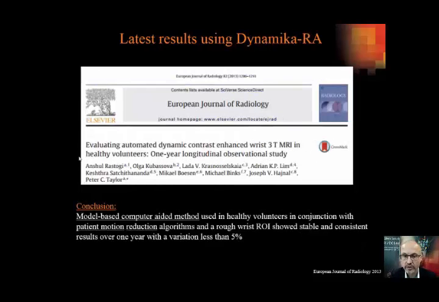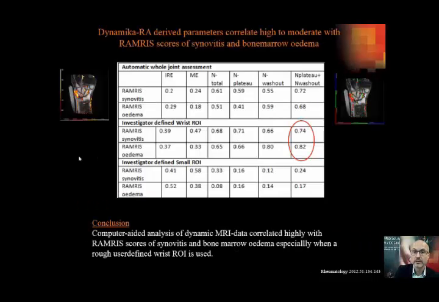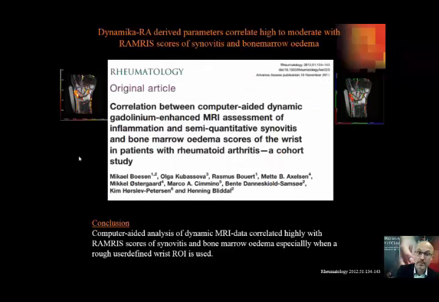It has also been shown, not only in patients with inflammatory joint diseases but also in healthy people, that the dynamic MRI contrast enhancement properties show some signs of enhancement even in healthy people, but they are stable and fluctuate within 5% over 1 year. We have also shown that the dynamic MRI derived parameters correlate highly, if you do a wrist ROI, with the corresponding RAMRIS wrist synovitis and bone marrow edema score. And we published that in Rheumatology in 2012.